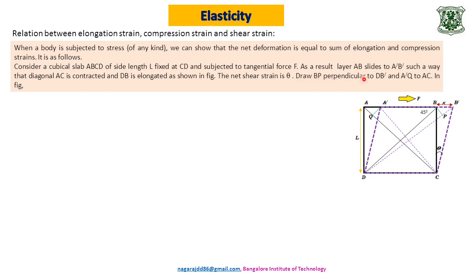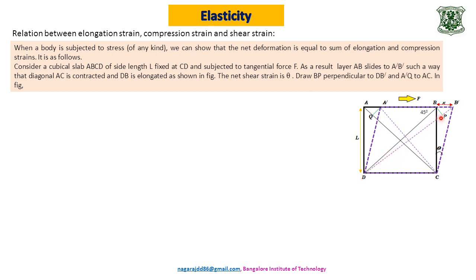Draw BP perpendicular to DB dash. See here, initially the diagonal was DB, now it is elongated to DB dash. Similarly, initially the diagonal was AC, it is now contracted to A dash C. So along this diagonal there is elongation, along this diagonal there is compression. Therefore, elongation and compression are mutually perpendicular to each other.